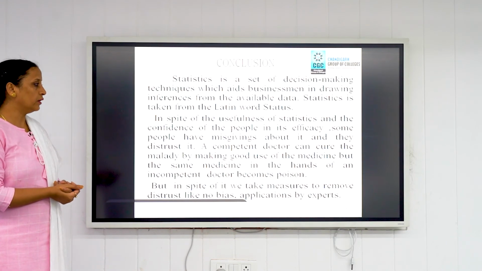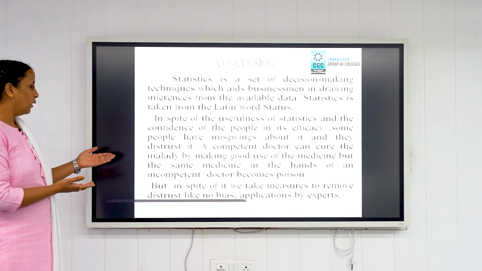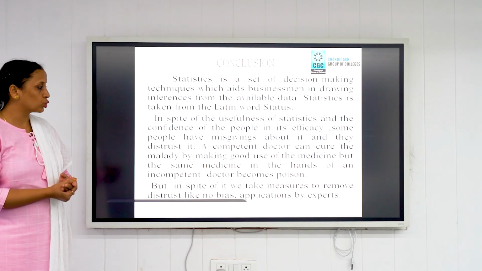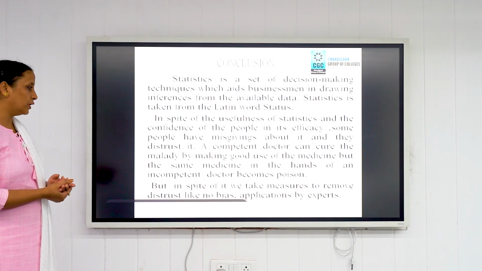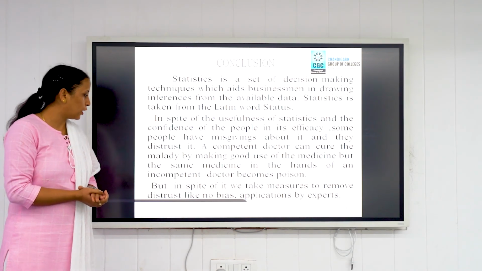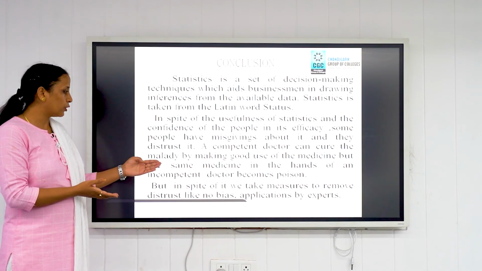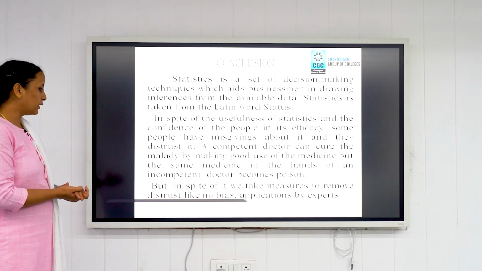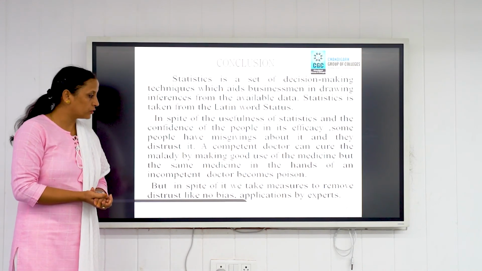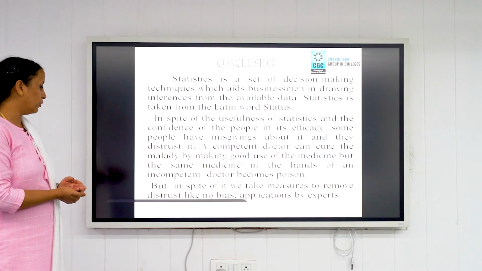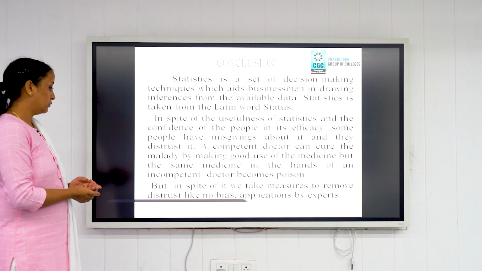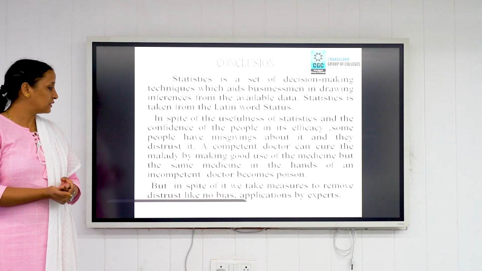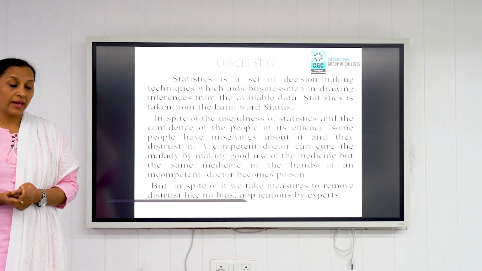A competent doctor can cure a malady by making good use of medicine, but the same medicine in the hands of an incompetent doctor becomes poison. But in spite of it, we take measures to remove distrust, like unbiased applications by experts.